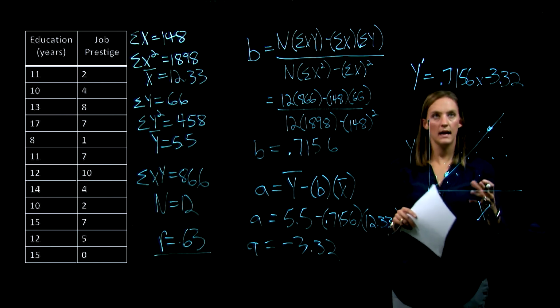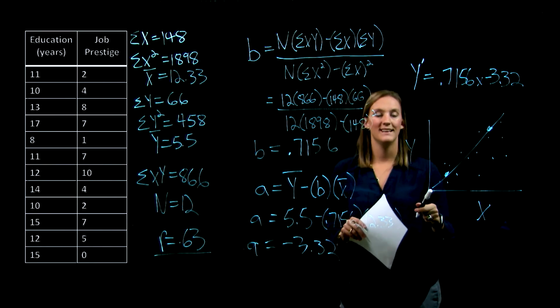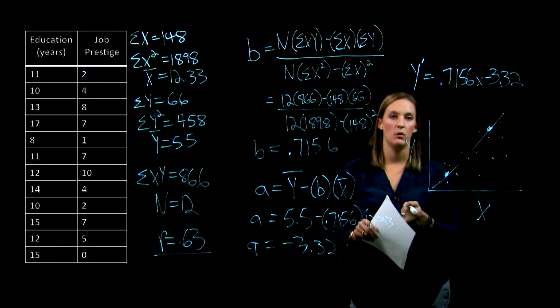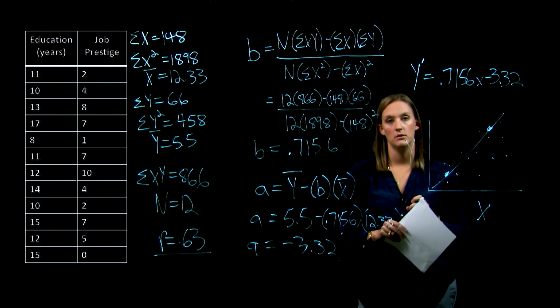And once you have that, it's basically an all-purpose prediction machine that you can use to predict, at any given value of x, what the predicted job prestige would be. And that's the final step in doing your regression.